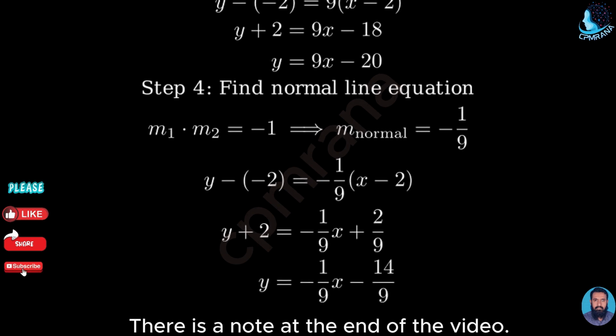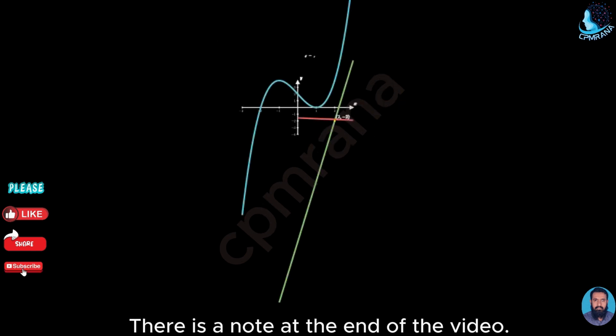Let's visualize this graphically. In this graph, we can see our original function in blue, the tangent line in green, and the normal line in red, all intersecting at our point (2, -2). Notice how the tangent line touches the curve at exactly one point, while the normal line is perpendicular to it.